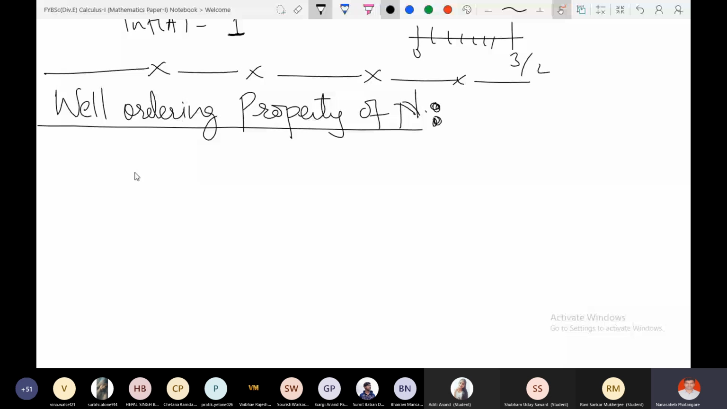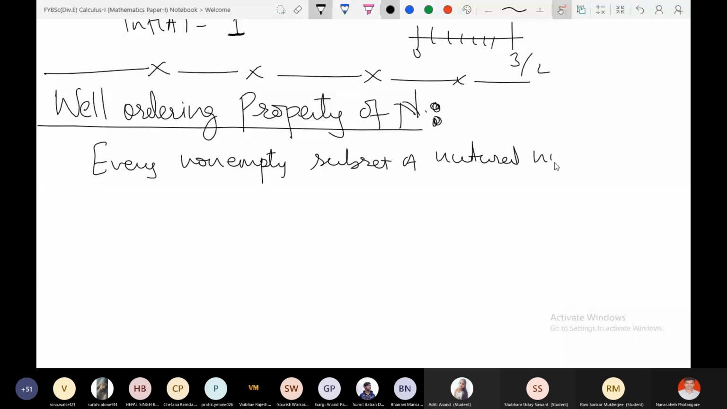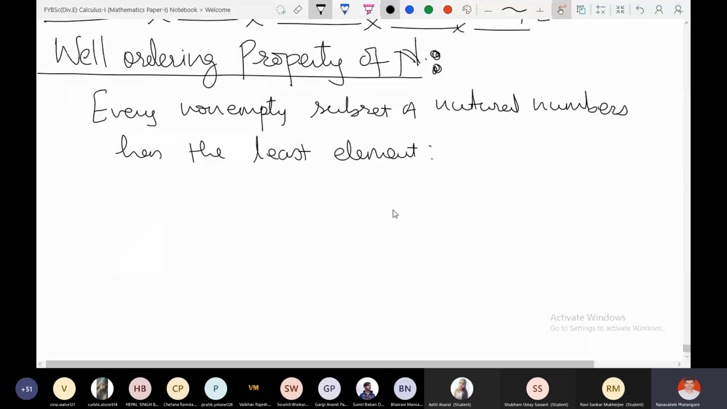So what is the well ordering property? I think I told this in the beginning also. If you remember, every non-empty subset of natural numbers has the least element. The statement is clear.